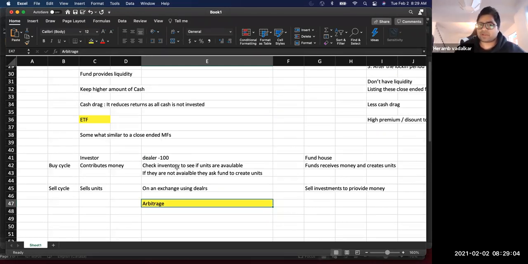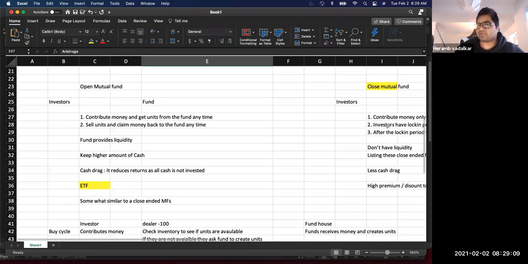Because of dealer arbitrage, the premium and discounts on ETFs are way lower than a close-ended mutual fund.